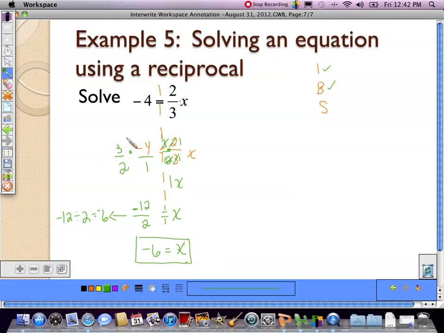Again, you can always go back and check your answer, so let's try it. We're going to do 2/3 times x, which was -6, and let's just see if we get -4 as our answer. 2 times -6 is -12, and 3 times 1 is 3, and this would be -12 divided by 3, which equals -4. So did we get the right answer? Yes. You can always check your work.